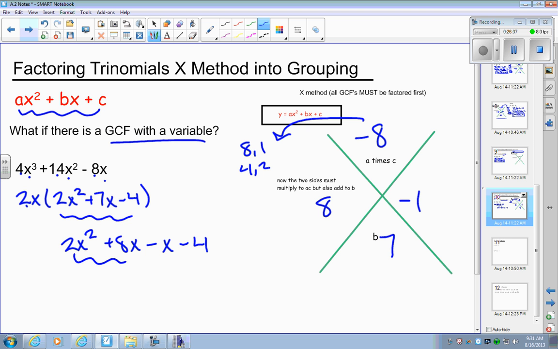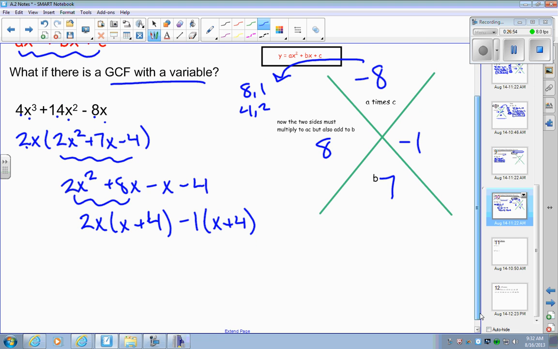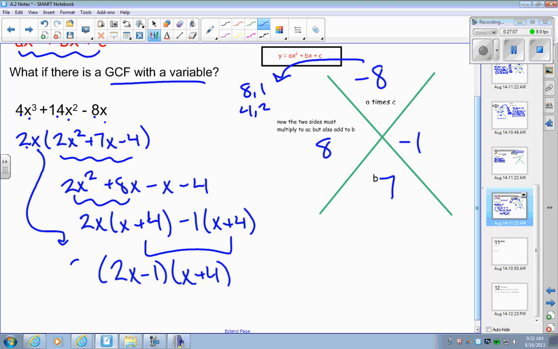So let's factor these with the GCF. X plus 4. Now, over here, the only thing in common is a -1. So if you pull a -1 out, both the signs of those are going to change. Now, there's your factoring by grouping. So 2x minus 1, your x plus 4. Don't forget about this first GCF that we factored out.